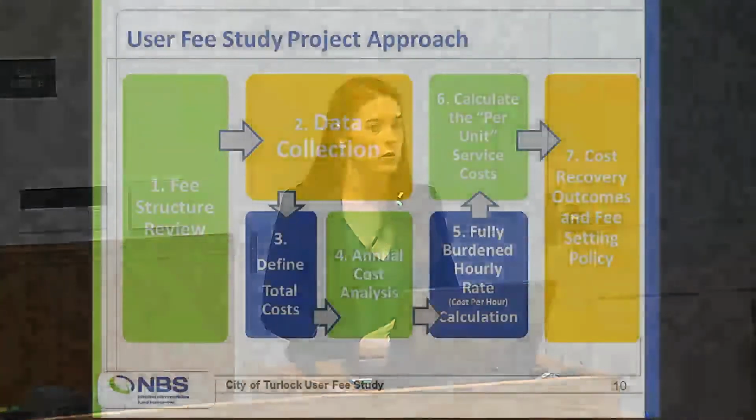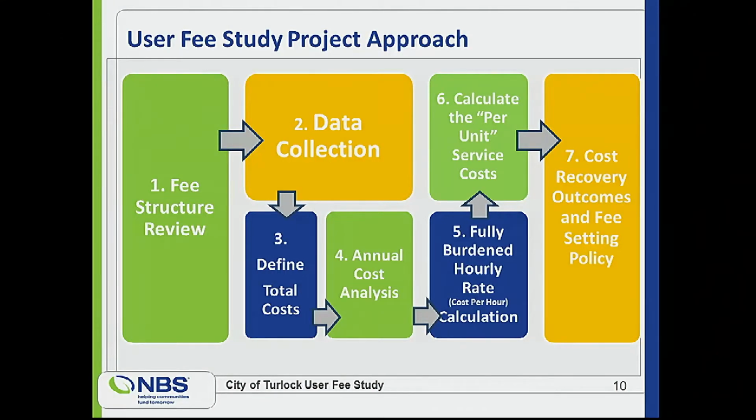Next, we went through data collection, and this was various points of data. Especially, we started with the fiscal year 16-17 budget. So all the data that you are seeing in front of you is calculated based on budgeted expenditures and staffing for 16-17. Through that data collection, I'm able to define total cost, and I will go through this process in a moment of calculating a fully burdened hourly rate for the engineering division for fee-related activities.